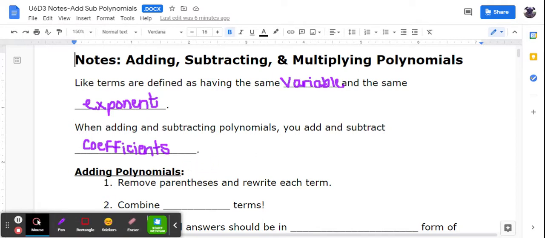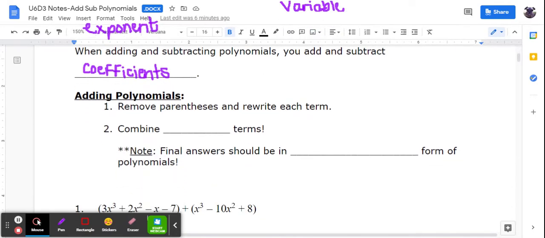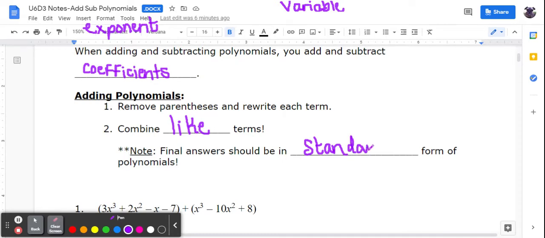So now when we're adding our polynomials, that's what we're going to look at first. You're going to remove their parentheses and rewrite each term. You don't need to change any signs, and then you should be combining like terms. And note your final answers should be in standard form. And this is where your exponents are in descending order.